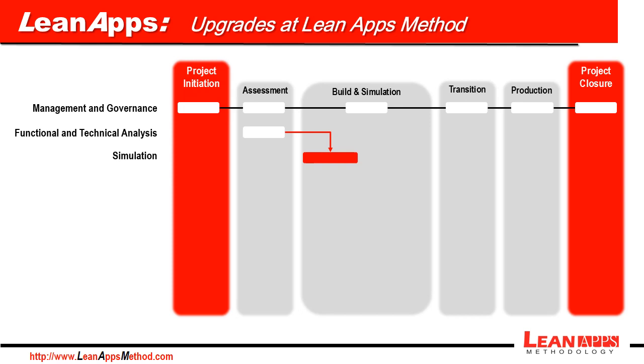Now we'll see the main area in which the Lean Apps method provides the biggest value. It's called management and governance. This area is divided into 3 knowledge areas. The first one is portfolio governance, the second is change management, and the third is project management.